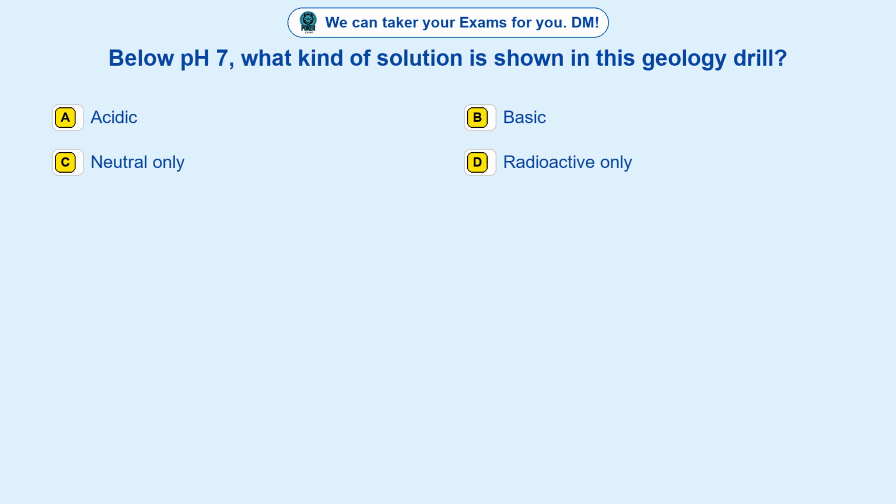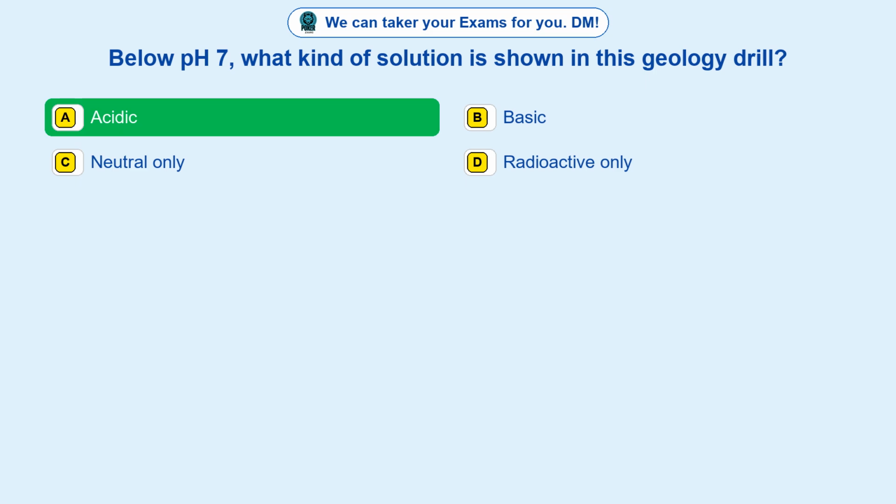Question 35. Below pH 7, what kind of solution is shown in this geology drill? Option A, acidic. Option B, basic. Option C, neutral only. Option D, radioactive only. The correct answer is option A.